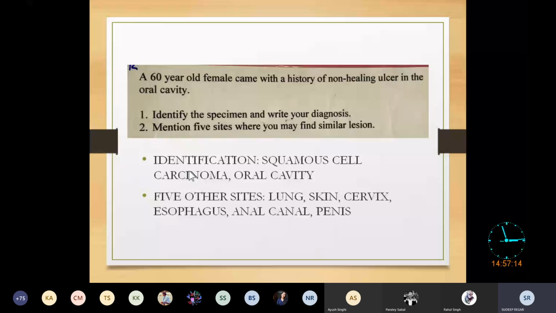Means 5 sites where you might see squamous cell carcinoma. So you can see squamous cell carcinoma in the lung, in the skin, in the cervix, in the larynx, in the esophagus, anal canal, and penis. So you should write these areas. So far, so good? Yes, sir. Okay.